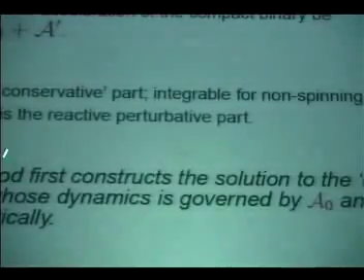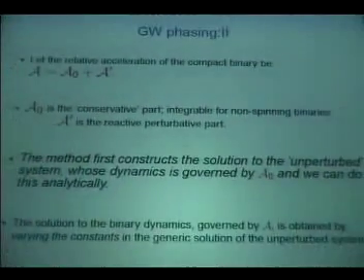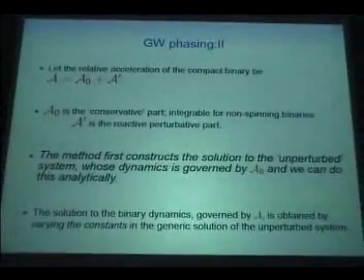the relative acceleration into two parts. One is what we call the conservative part. If the binary is evolving under the conservative part, it will not inspiral. It will always be in an orbit which may precess and things like that, but it will not inspiral. And then there is the perturbative part, A prime. For example, A prime starts at 1 over c^5.